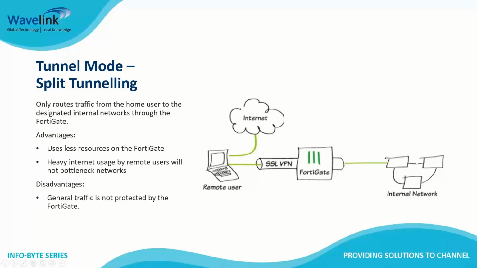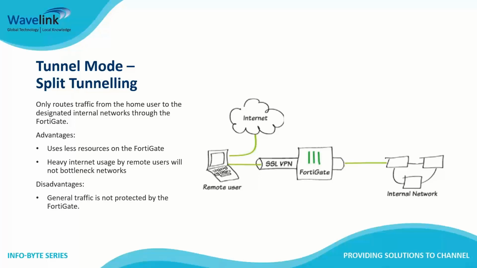The other mode is split tunneling mode. In split tunneling mode, all general use internet traffic is sent directly from the user's device to the internet. Only traffic destined for your predefined internal networks will be sent through the VPN and processed by your FortiGate. So in that scenario where 20 users are using 4K video in the background, that video would go directly from their device to the internet. It won't go through your SSL VPN tunnel into your FortiGate.